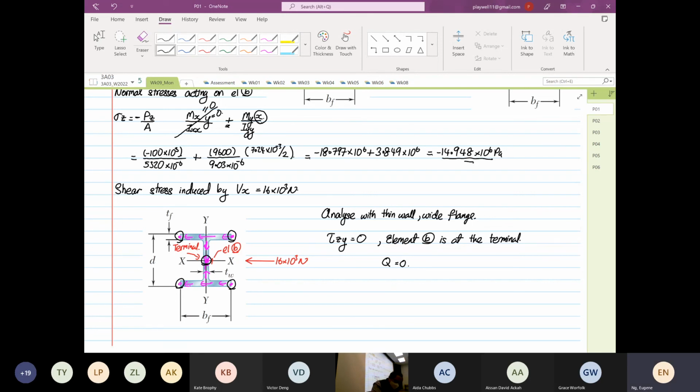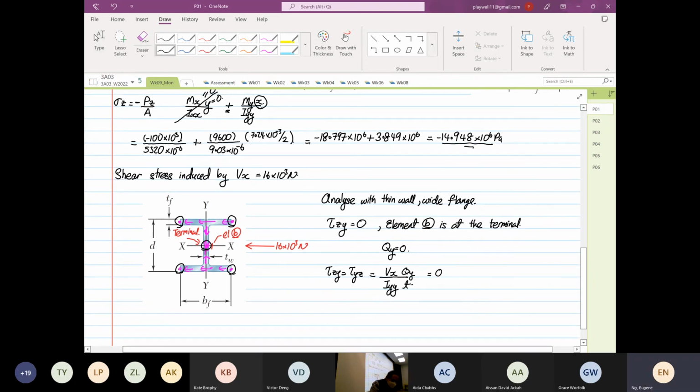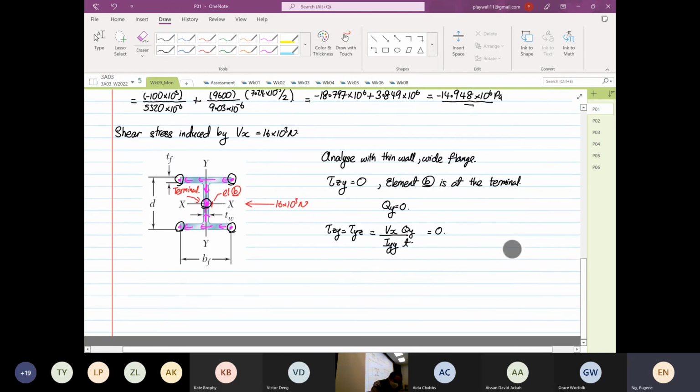But before I go on, if we were to write out the formula, right? Shear Zy is equal to shear Yz, and this is equal to Vx over Iyy, Qy divided by t. Why did I do this? Because I did not know the moment is about the y-axis. Okay. So for this case, this is equal to 0.